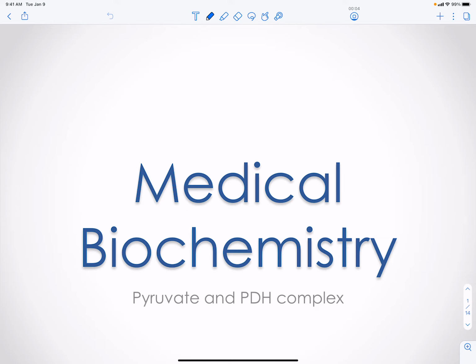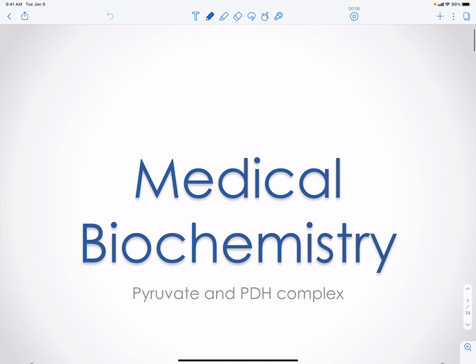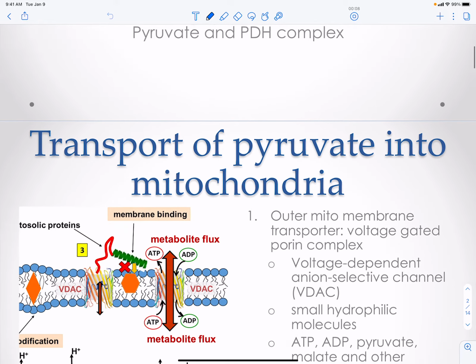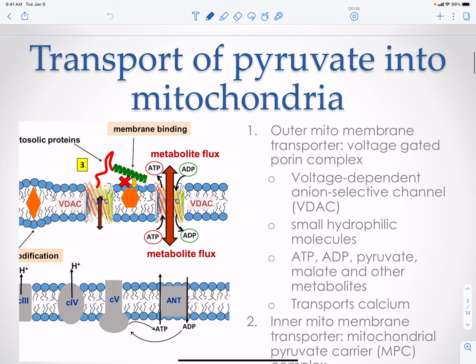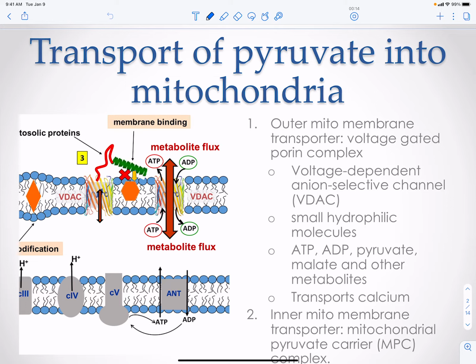Here we're going to discuss pyruvate and the pyruvate dehydrogenase complex, which is an important step in carbons entering the TCA cycle as activated acetate or acetyl-CoA. So pyruvate is a molecule that comes from our glycolysis, and it is a 3-carbon compound, and it is going to be transported into the mitochondria.